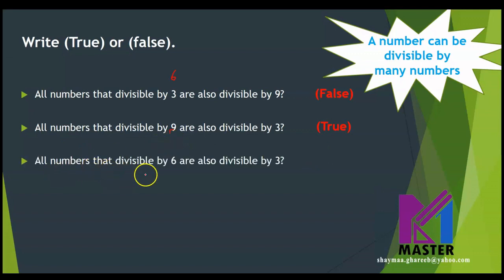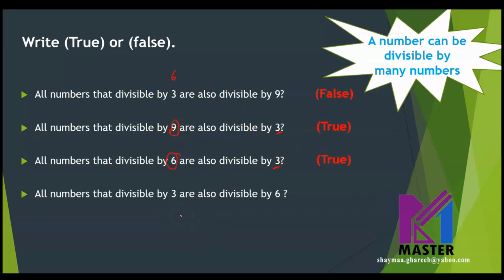All numbers that are divisible by 6 are also divisible by 3. What do you think? Yes, true. Why? Because 6 is a multiple of 3. Same as this example here, 9 is a multiple of 3. Then any multiple of 6 must be a multiple of 3, and any multiple of 9 must be a multiple of 3. So this statement is correct.